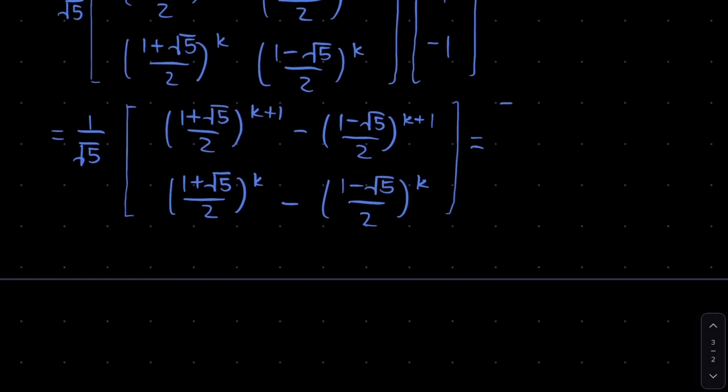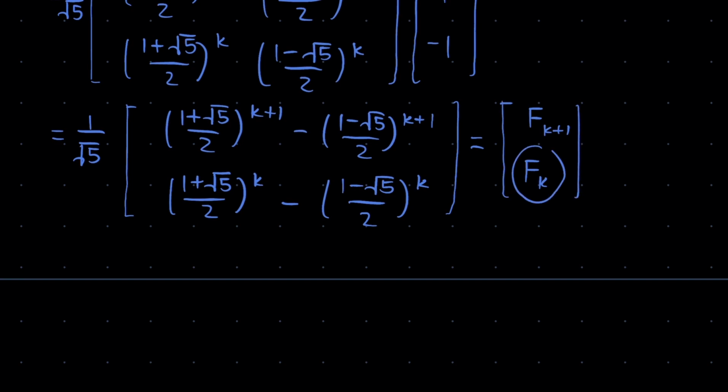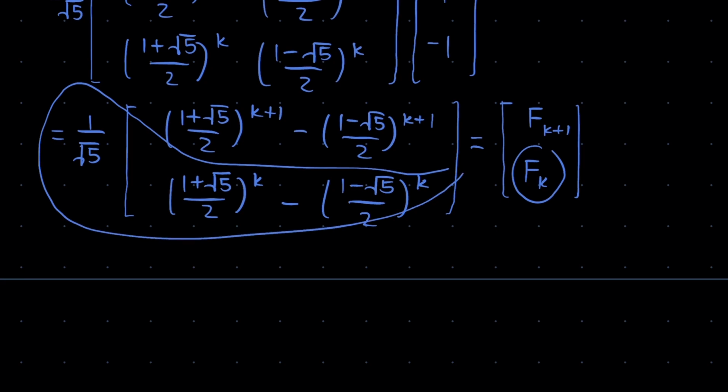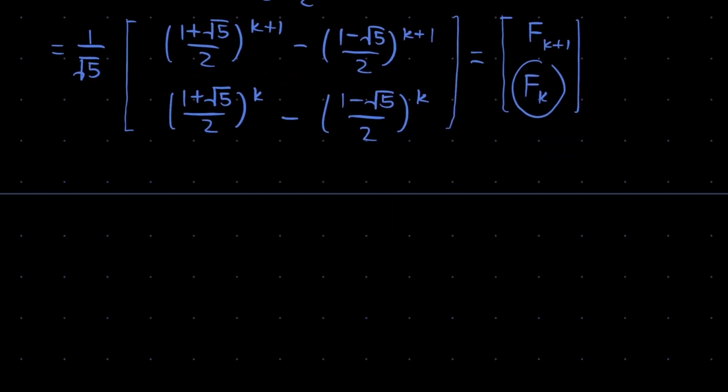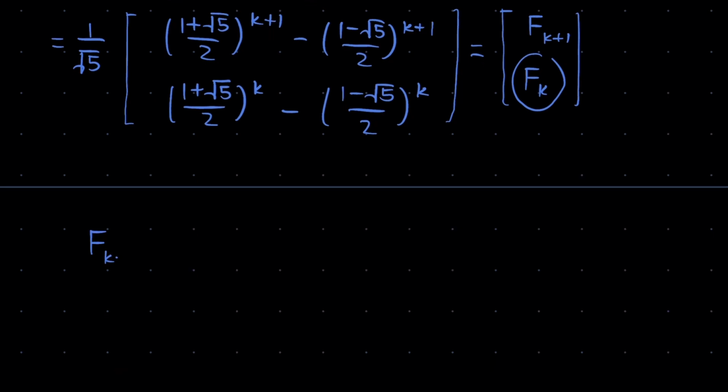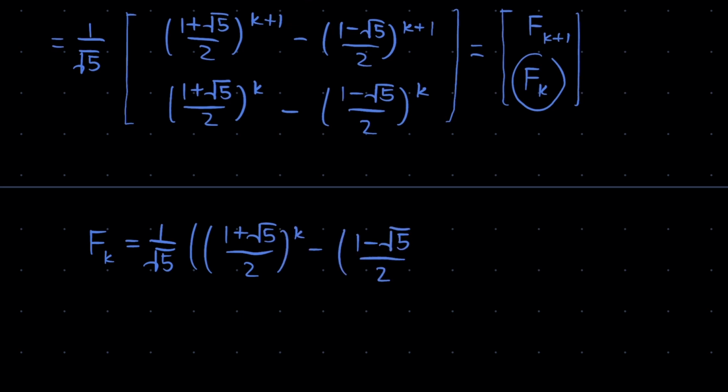And what's u_k? Well, we defined u_k to be f of k plus 1 and f of k. Now notice something. f of k, this one component, is equal to all these things. And so we have reached our closed formula. What is f of k? Well, ignoring all of these top terms, we directly have f of k is equal to 1 over the square root of 5 times ((1 plus the square root of 5)/2) to the k minus ((1 minus the square root of 5)/2) to the k.